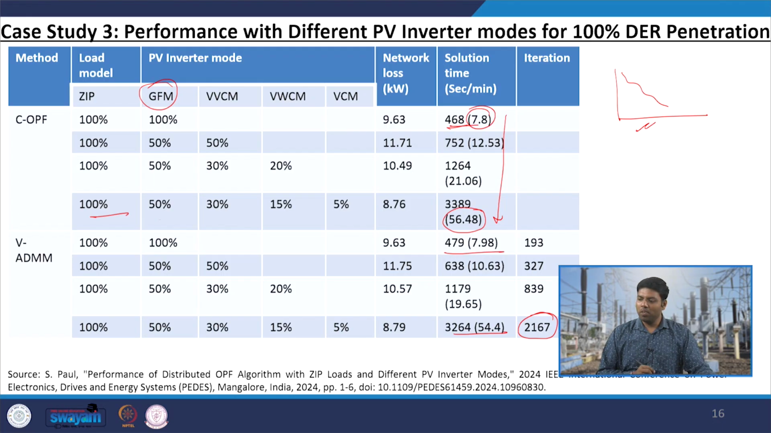So, at that time it is better to go with the centralized OPF if the size of the network is small or medium. But if it is a large system, then you have to go with the distributed OPF, though you need larger iterations to converge. Like it or not, you have to adopt it.